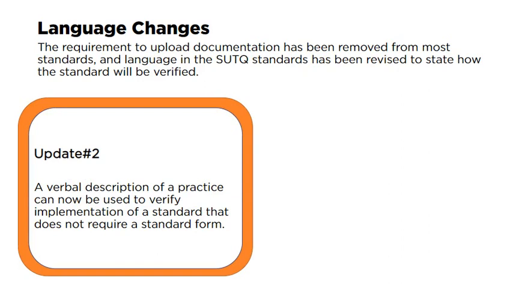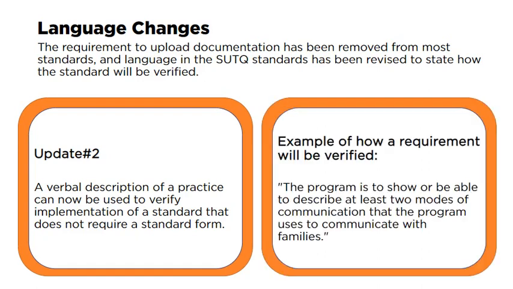The second change was made to support certain practices that can be verified verbally or visually if the standard does not require a standard form. An example of this is the program is to show or be able to describe at least 2 modes of communication that the program uses to communicate with families. This is a standard requirement that can be verified without extra paperwork.